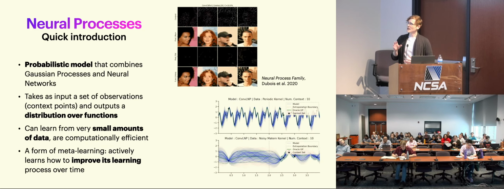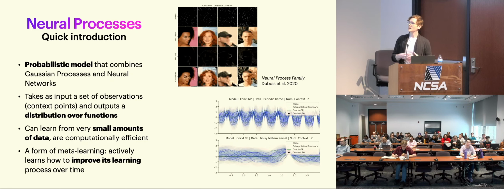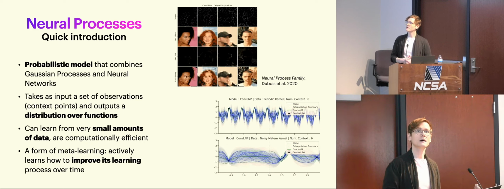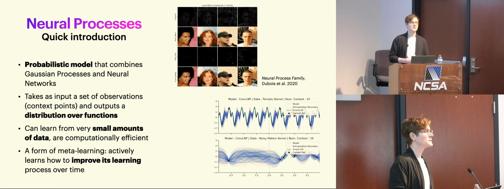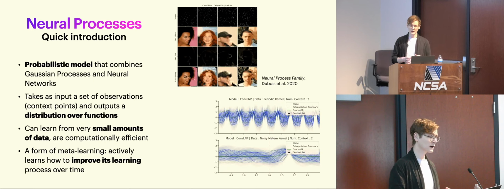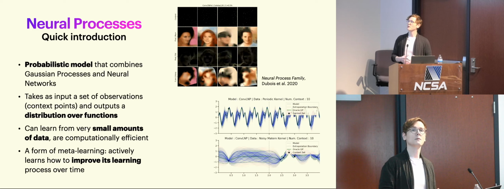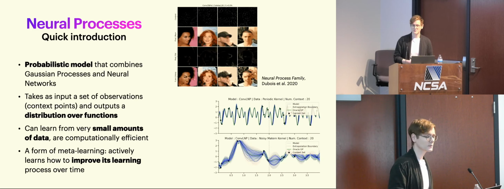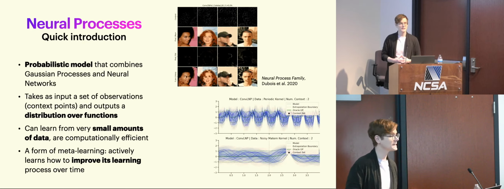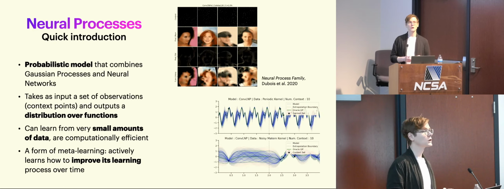And neural processes are a way to remedy this. They are, like Gaussian processes, a probabilistic model. They are few-shot learners, which means that you can get convergent predictions with just a few examples or a small amount of data. And they are part of a machine learning family called meta-learners, which means that they actively improve over time. They quote-unquote learn to learn.